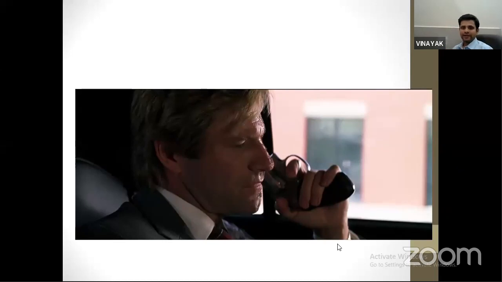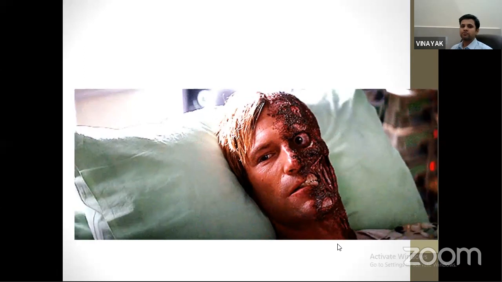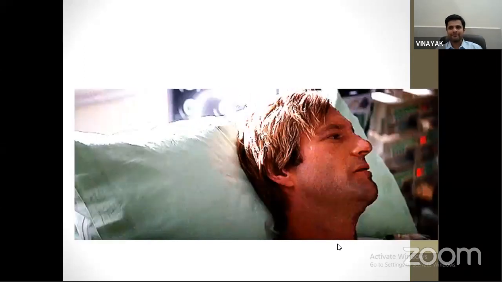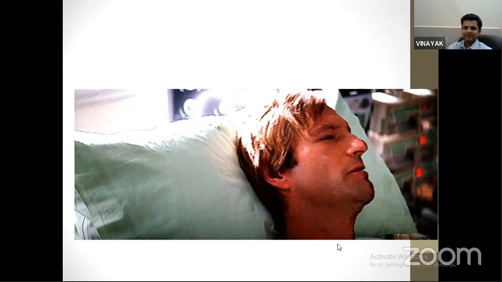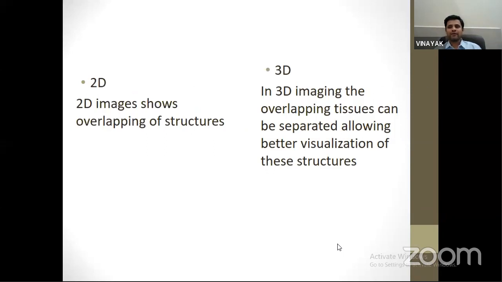This is Harvey Dent, a villain from The Dark Knight, also known as Two-Face Harvey. He was a good cop, Gotham's DA. But with time, circumstances turn him into a villain. But the people of Gotham know him only as the good hero. So this is what an OPG will show you. But what the CBCT will show you is Two-Face. That is why it's called Two-Faced Harvey.